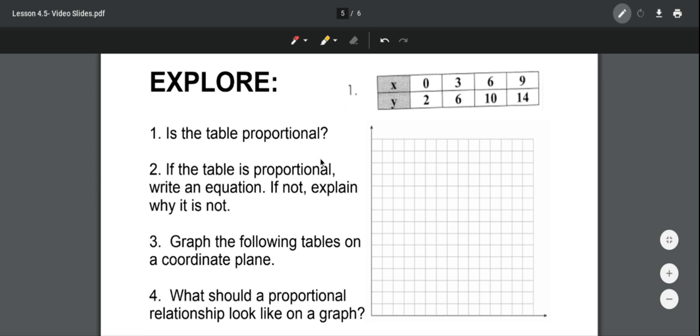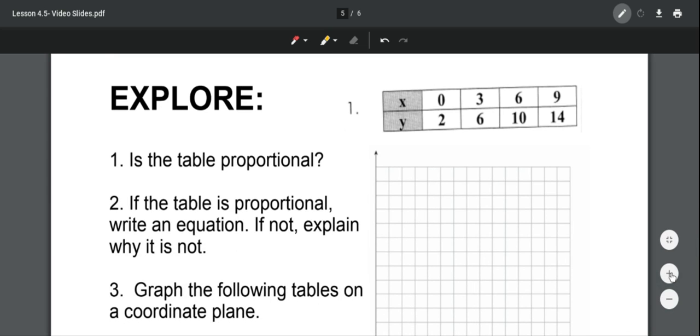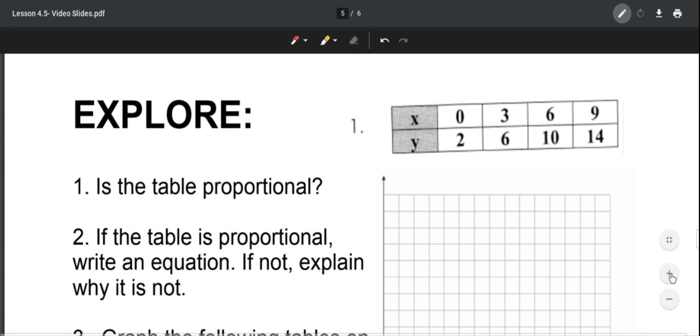Let's take a look at the following table and determine whether or not it is proportional. We know that a table is proportional if when we apply y divided by x, our values are always the same. Because we cannot divide 2 by 0, we cannot do that one. Therefore, let's apply the next one.